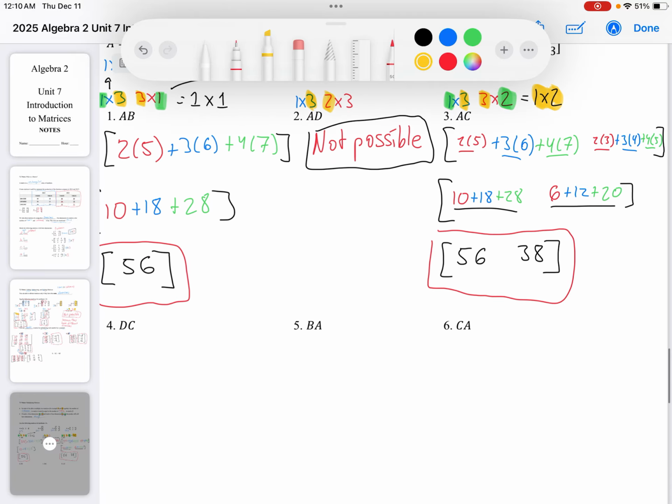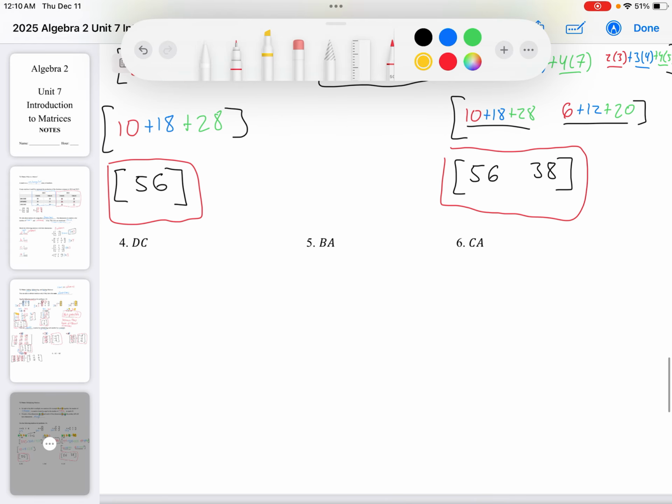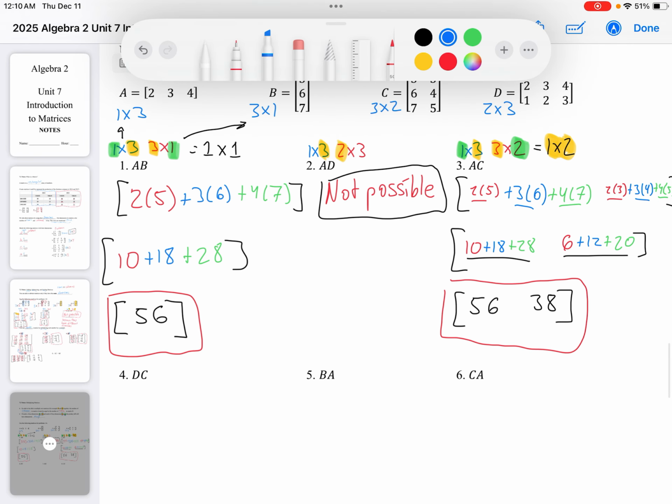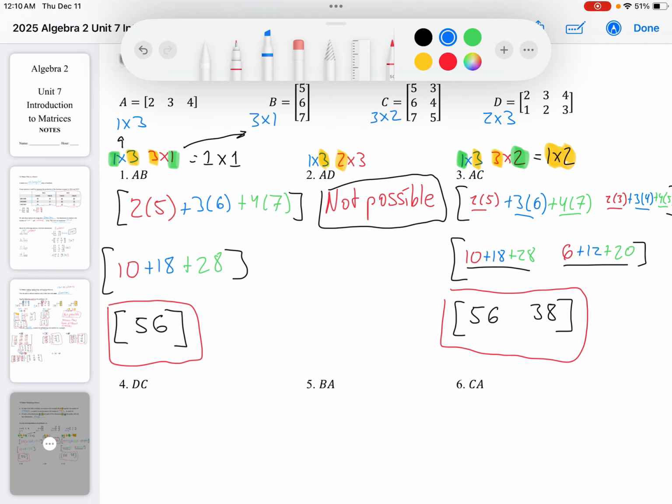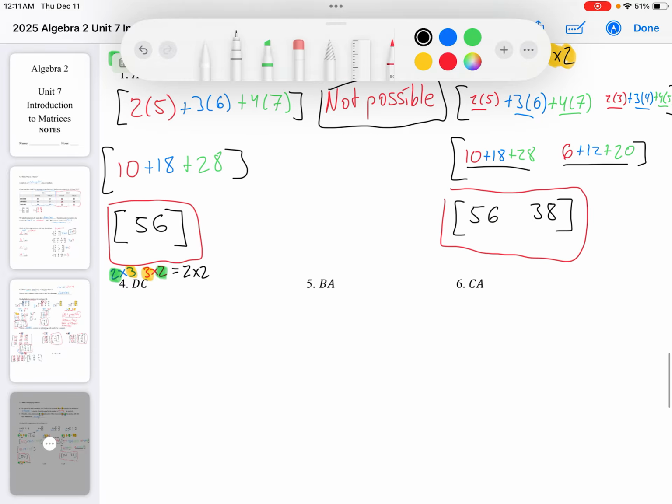Okay, let's go on to number 4, where we're looking at DC. Matrix D is a 2 by 3. Matrix C is a 3 by 2. And so we're looking at the middle numbers. They are both 3, so they are going to be able to be multiplied together. And the resulting matrix should be a 2 by 2. So when we multiply these together, we should expect to get a 2 by 2 matrix.